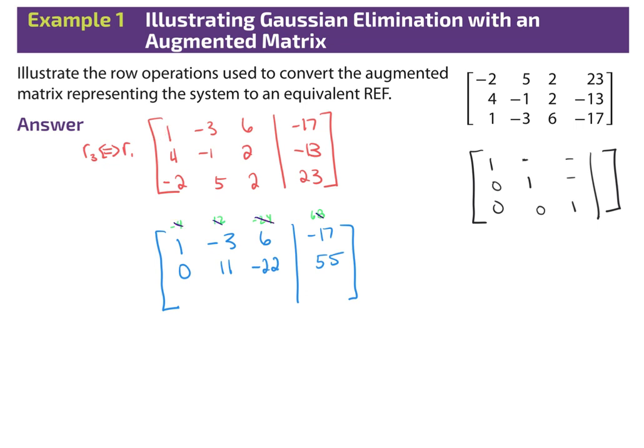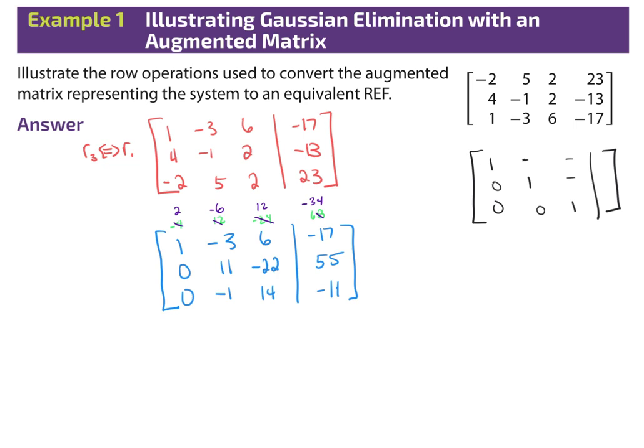So these guys are gone now. I've already used them. 1 times positive 2, negative 3 times positive 2, 6 times positive 2, and negative 17 by positive 2. All right? And then I'm going to add those to the third row. Everybody see what I'm doing? So now I'm going to say positive 2 and negative 2, negative 6 and positive 5, positive 12 and positive 2, and negative 34 and positive 23, right? So what am I going to get there? Negative 9? Negative 11. There we go.